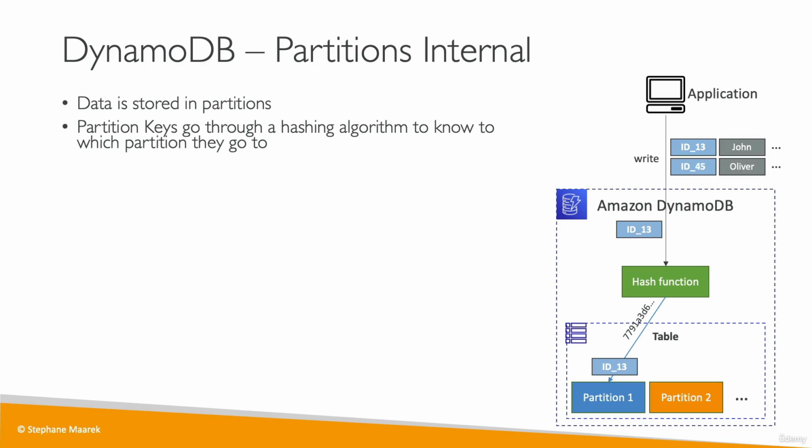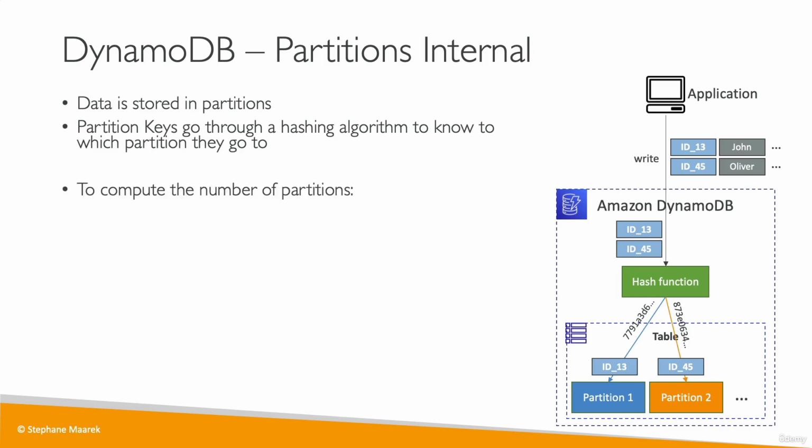And if you have ID 45 in the second row, then ID 45 is going to go through the hash function, and the hash function will say, hey, this ID 45 should go to partition 2, and this is how your data gets distributed. So obviously, if you have what's called a hot partition, the data is always going to be a hotkey. The data is always going to be in the same partition.